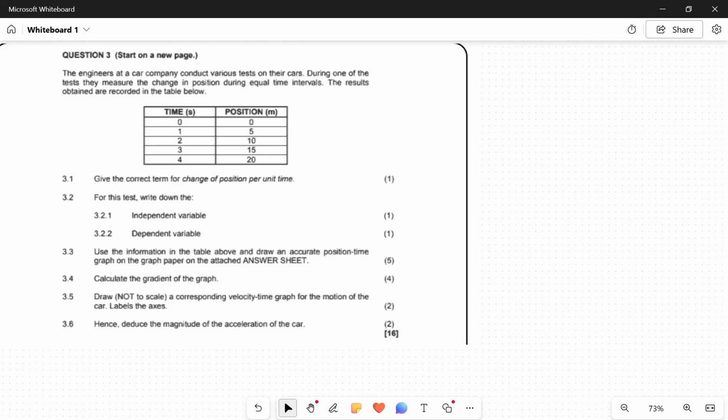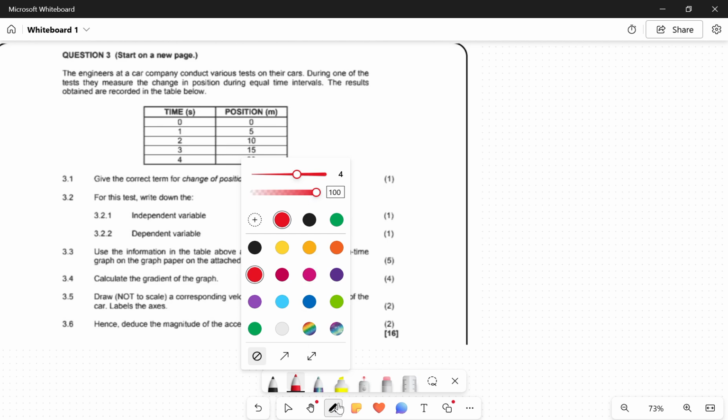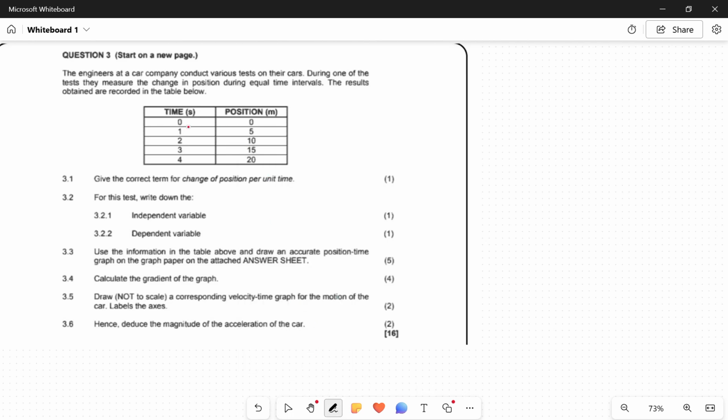In this video we'll be looking at this table. It has to do with motion in one dimension. Okay, so let's get into it.